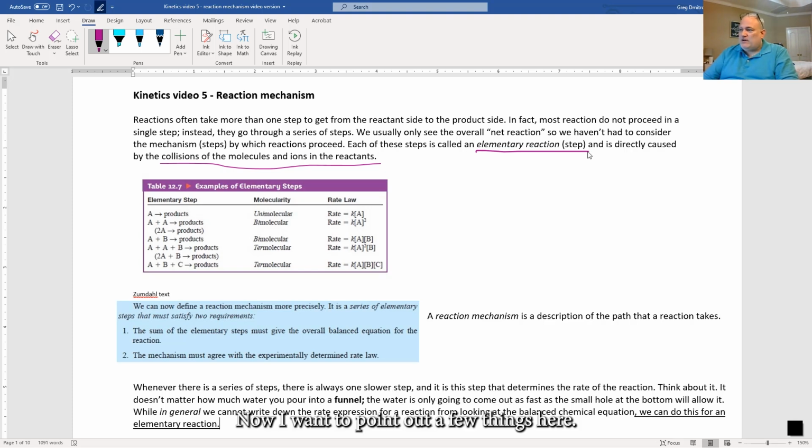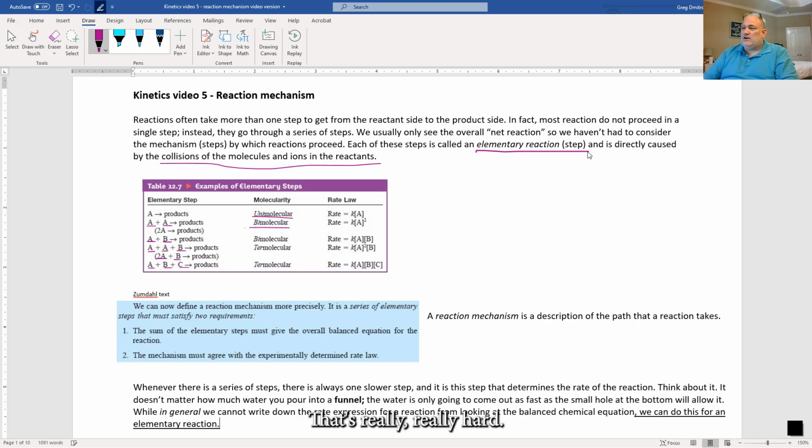Now I want to point out a few things here. If we just have one thing that's banging into by itself and it's reacting and separating out, we call that unimolecular. If we have two things that are hitting into each other, we call that bimolecular, and that can go one of two ways. You can have two of the same thing hit into each other, or you can have two different things hit into each other. Unimolecular and bimolecular are pretty common. When you start getting into termolecular, that means you have three things that have to hit into each other. And that could either be two of one thing and one of something else, or three different things.